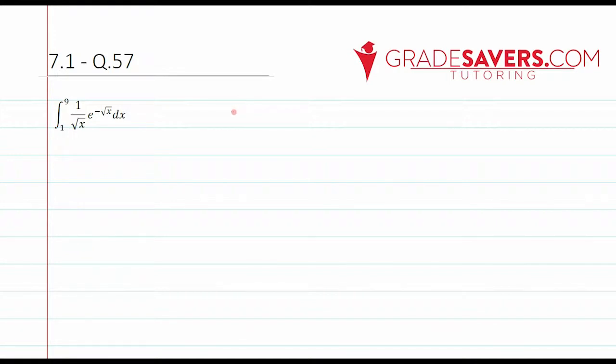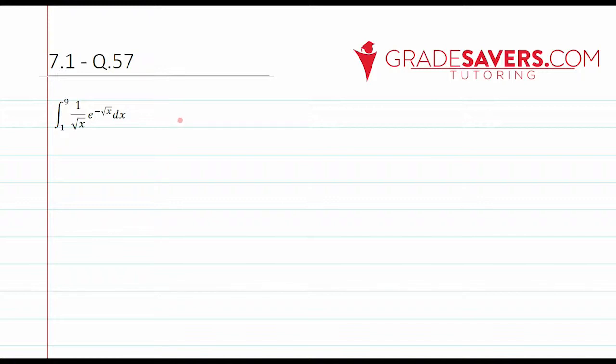The question reads, what is the definite integral from 1 to 9 of 1 over root x times e to the power of negative root x? And since this is in section 7.1, we need to use u substitution in order to evaluate the integral. So let's begin and select a u.